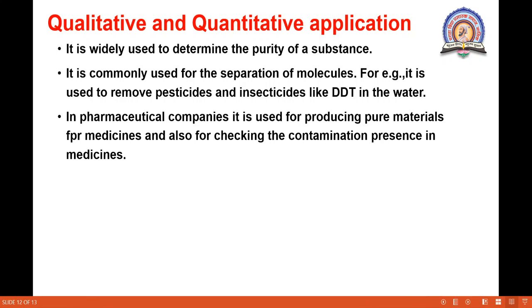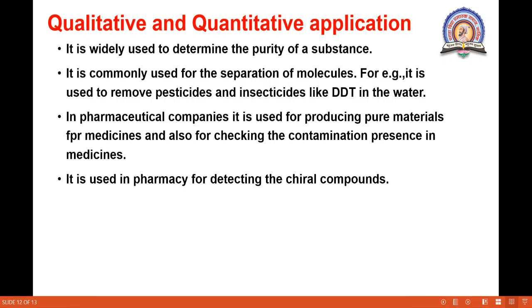In pharmaceutical companies, it is used for producing pure medicines, and also for checking the contamination present in the medicine. Also, in the pharmaceutical industry, this technique is used to identify the drug, avoid impurities, and determine stability. Along with that, heavy metal analysis, pesticide residue and microchemical analysis of drugs are also done using this technique.